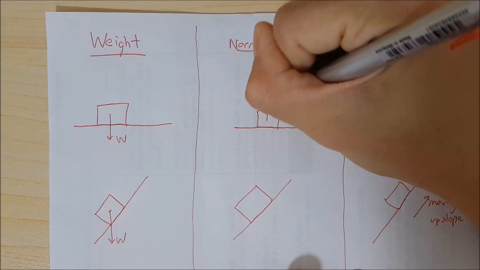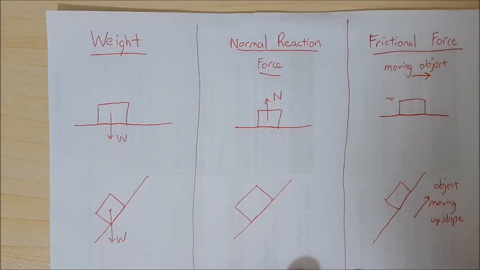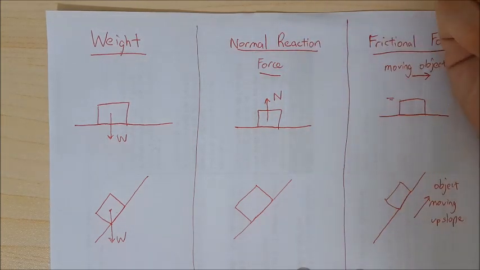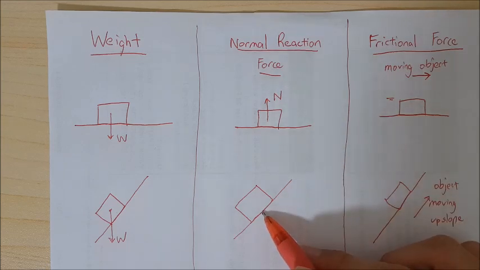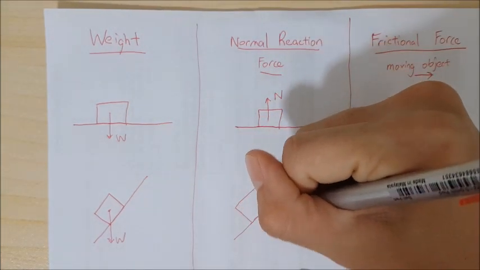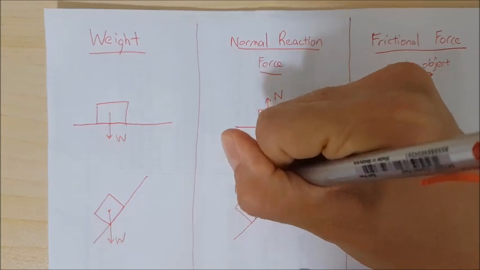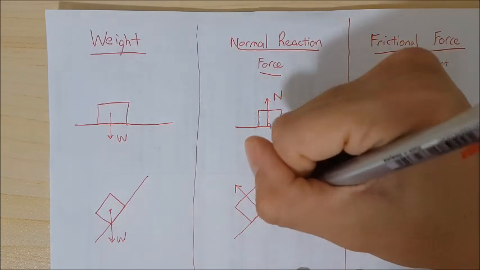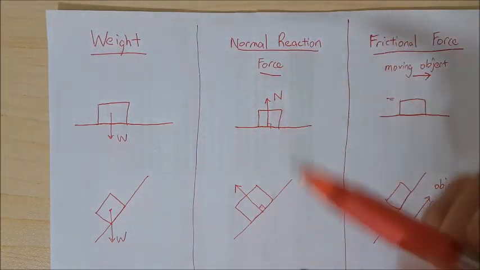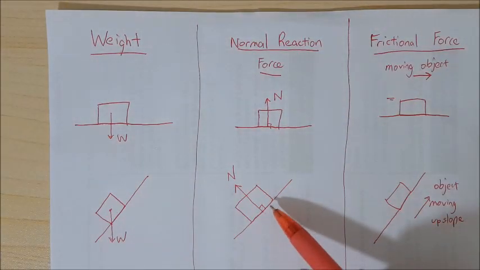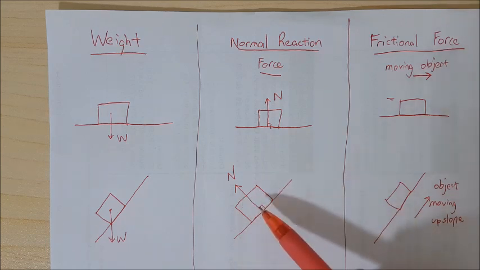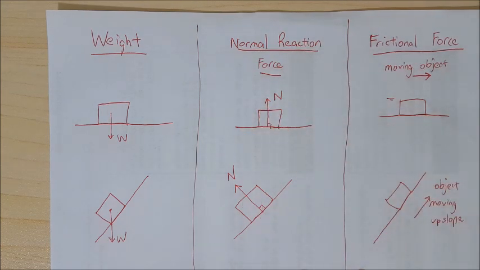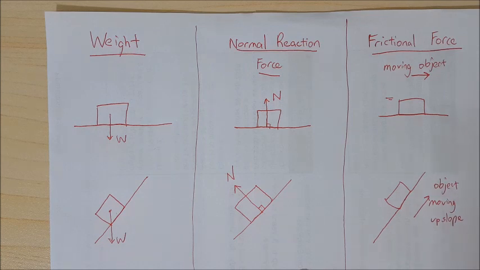So in this case, I can draw it going up. I can draw an N to represent normal force. In this case, the force will be from the slope, so instead of drawing straight up, it will be 90 degrees. I'll show you it's 90 degrees here and here. So you can see that the normal force is perpendicular to the surface. This is the nature of normal reaction force. As long as an object is in contact with a surface, you will experience a normal reaction force.